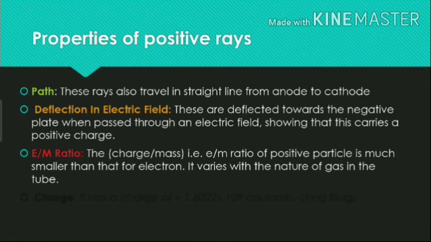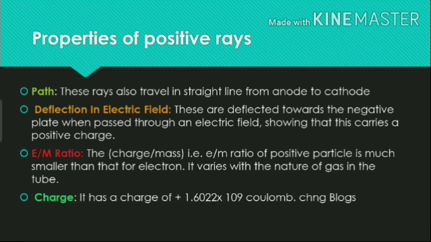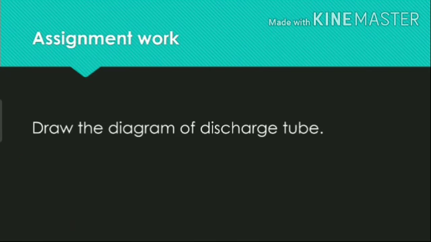Number 3, e/m ratio: the charge to mass ratio of the positive particle is much smaller than that of the electron. It varies with the nature of the gas in the tube. Charge: it has a charge of 1.6002 × 10^-19 coulomb. Electrons and protons have the same charge, but the electron has a negative charge and the proton has a positive charge.